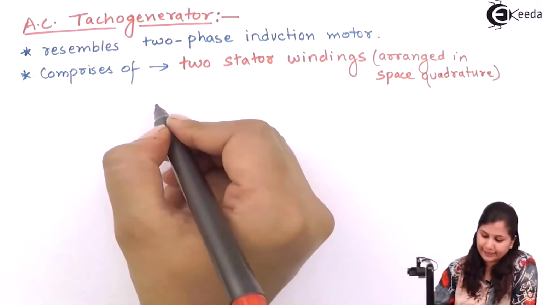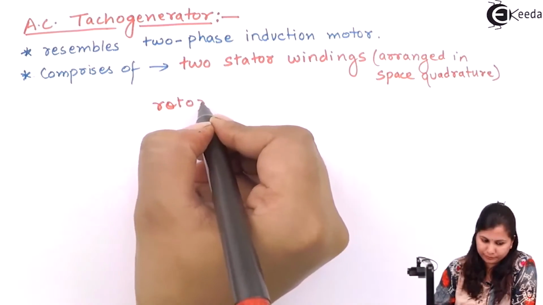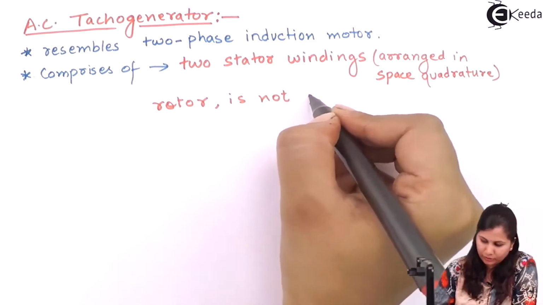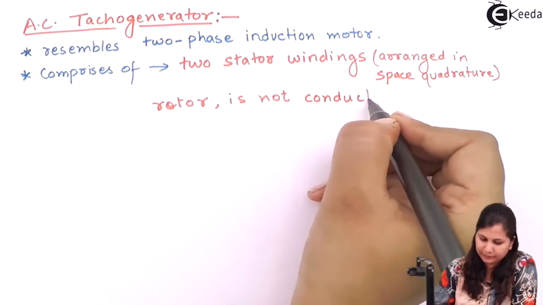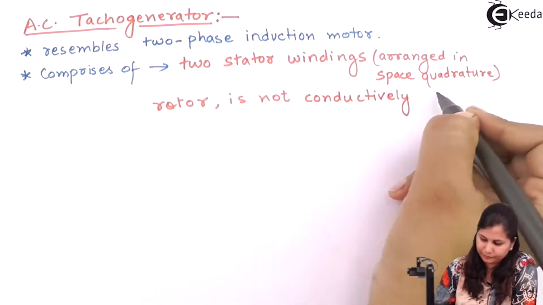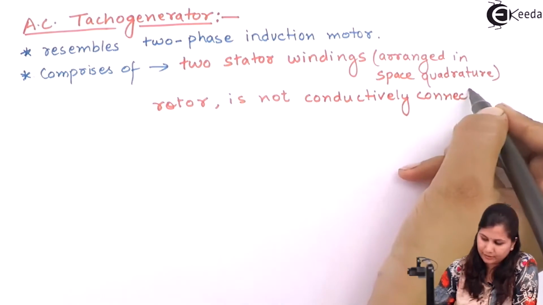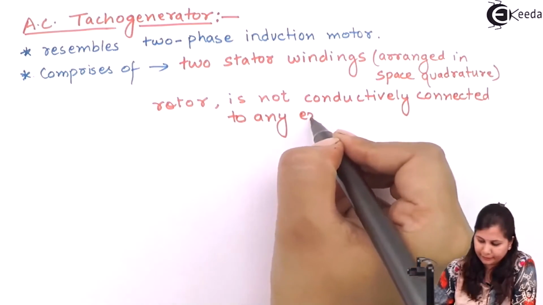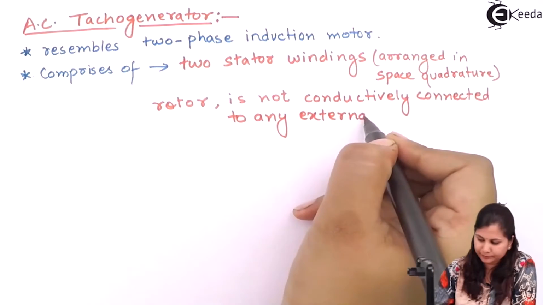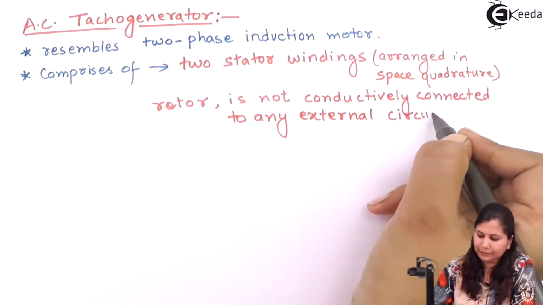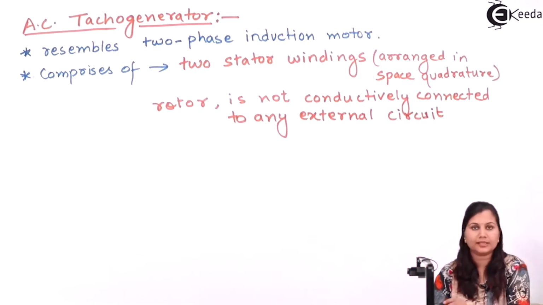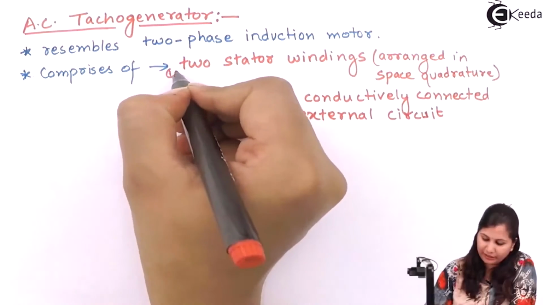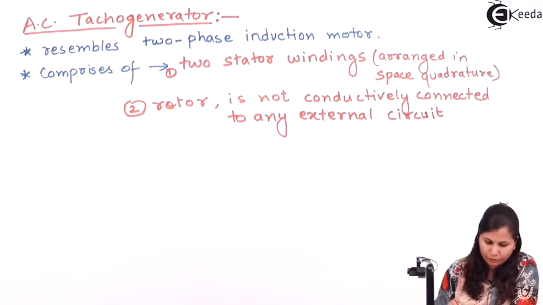Okay, and the second component is rotor, and this rotor is not conductively connected to any external circuit. That means it is not connected to any other circuit external to the generator. So we are having two stator windings and we are having one rotor.